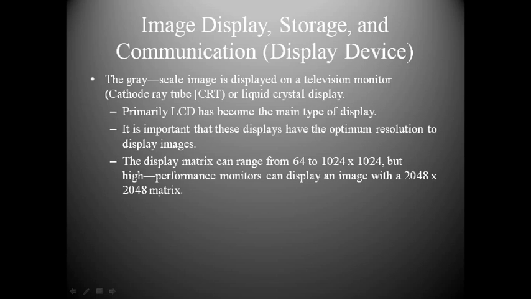So basically the grayscale image is displayed on a television monitor, a CRT, or a liquid crystal display. As this book is slightly old, we're going to take television monitor, cathode ray tube completely off. I highly doubt any facility is actually utilizing this. And we see here that the primary LCD has become the main type of display. Basically, we no longer have gray monitors, but we have LCDs that are capable of reproducing color. That's why in 3D reconstruction we can utilize color.